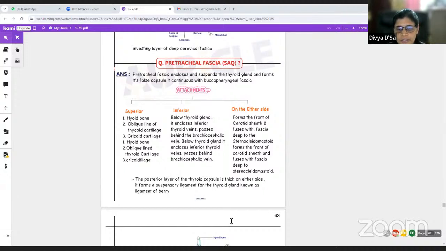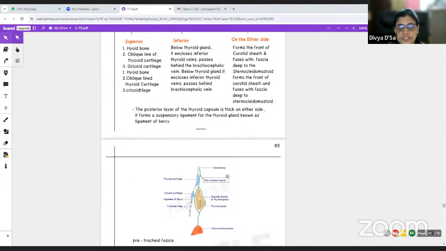The posterior layer of the thyroid capsule, if you see here, is thick on either side. It forms the suspensory ligament for the thyroid gland, which is known as the ligament of Berry. So you can see here the superior attachment, the hyoid bone, then the oblique line of the thyroid cartilage, and then the cricoid cartilage, and then it will be going down. Inferiorly, below the thyroid gland, it will enclose the inferior thyroid veins here.